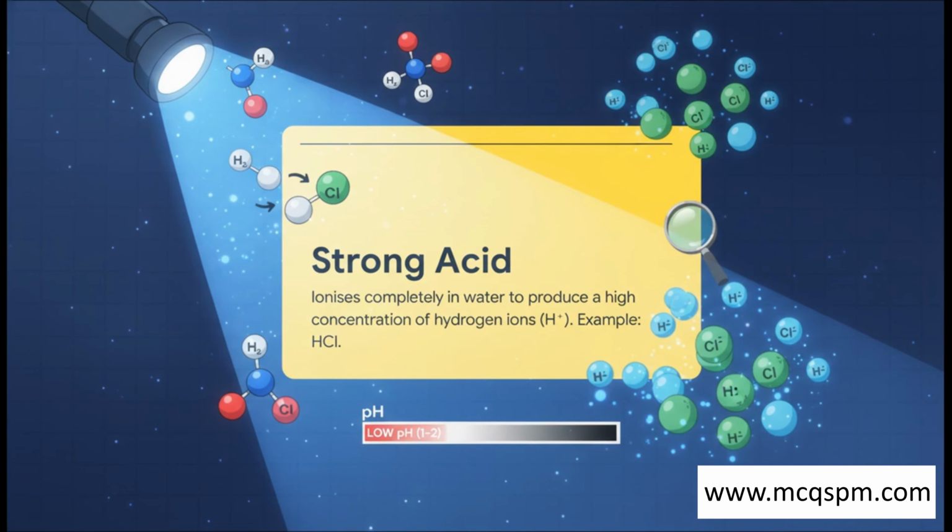Okay, so let's translate that back to proper chemistry terms. A strong acid, our floodlight, is an acid that ionizes, or breaks apart, completely when you put it in water. Every single molecule splits up and releases its hydrogen ions. This gives you a really high concentration of H+ ions, and that's why the pH is so low. Hydrochloric acid is your classic example of this.